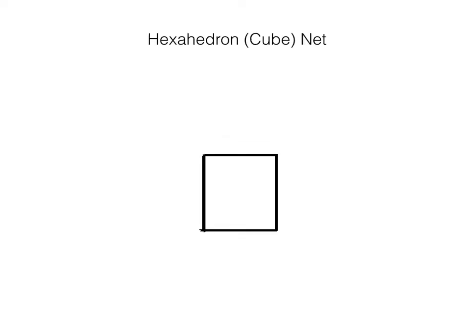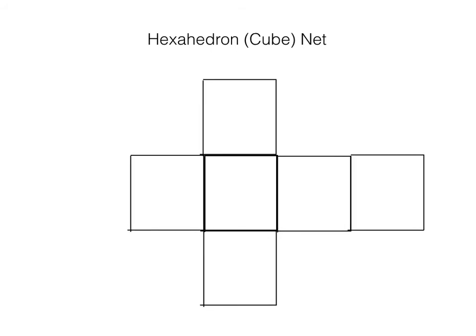Now I'll be showing you the net of the hexahedron or the cube, which is like this. If you fold these together, it would make a cube.